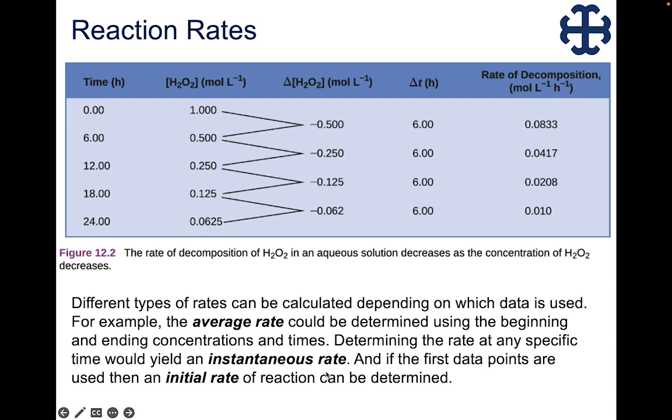The instantaneous rate is going to be if we essentially look at just 2 data points and figure that out. So an instantaneous rate would be what is essentially shown here, where we have some change in concentration over some change in time, giving us an instantaneous rate.